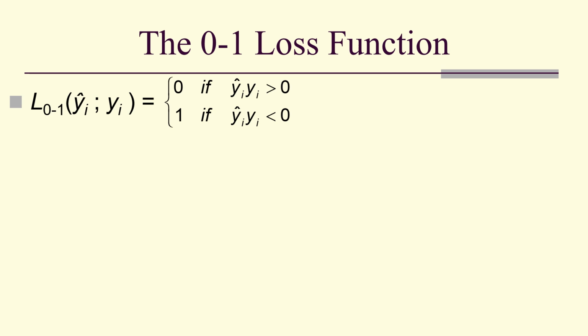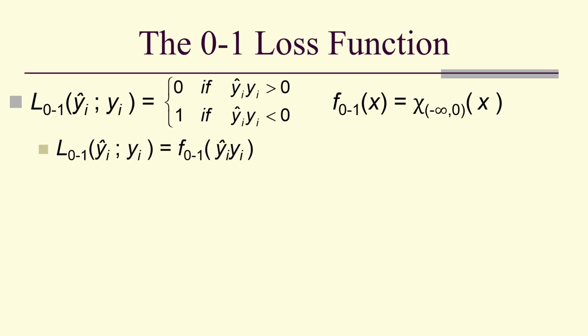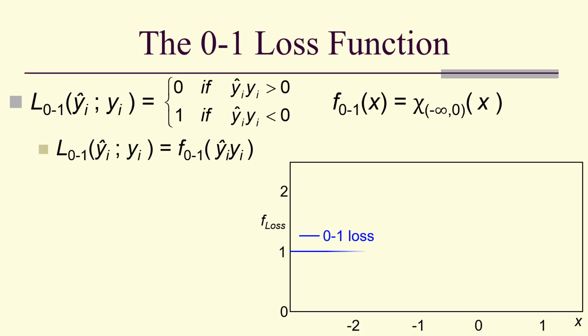So it's 0 when we have a positive product because it's a match. It's 1 if we have a negative product because we have a loss in accuracy. So if we define f_{0,1}(x) to be the characteristic function of (negative infinity, 0), then the 0-1 loss function is just this function f_{0,1} applied to the product ŷ_i y_i.